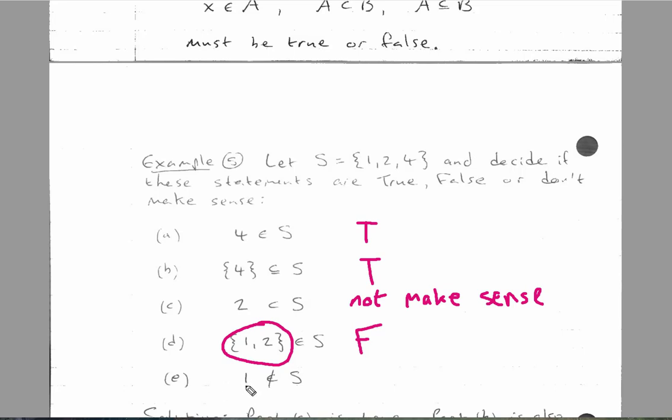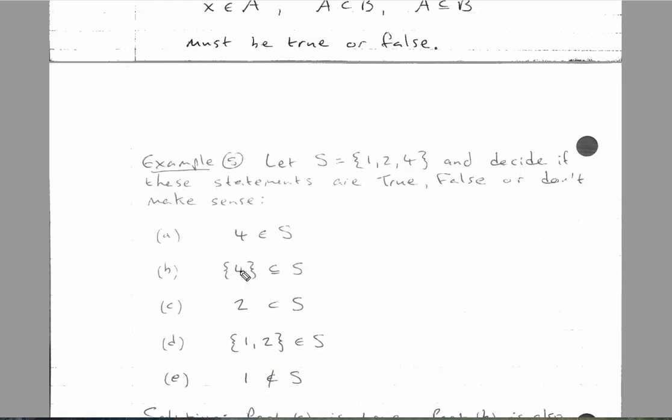Okay, one last one. This is saying 1 is not an element of S. Well, 1 is an element of S. So this is false. If it was 1 is an element of S, that would be true, but not an element is false. All right, so the moral is, just be careful. Make sure you're comparing sets when you use the subset notation.